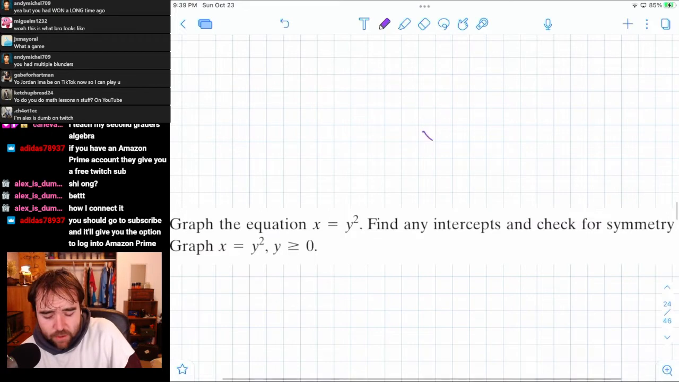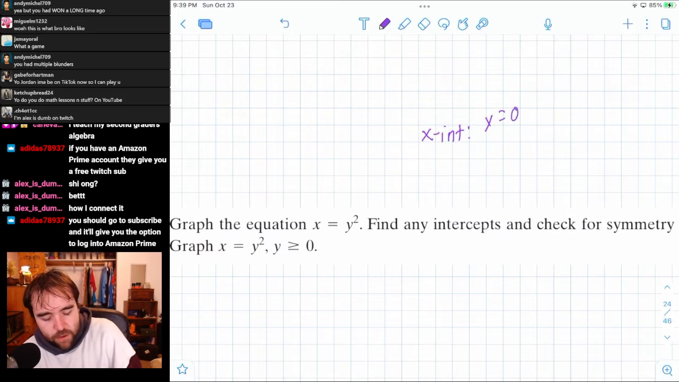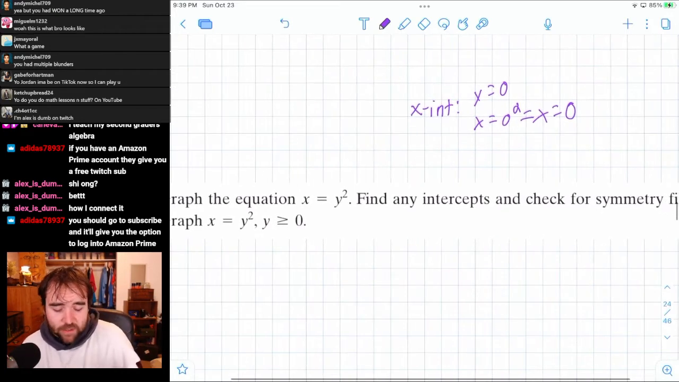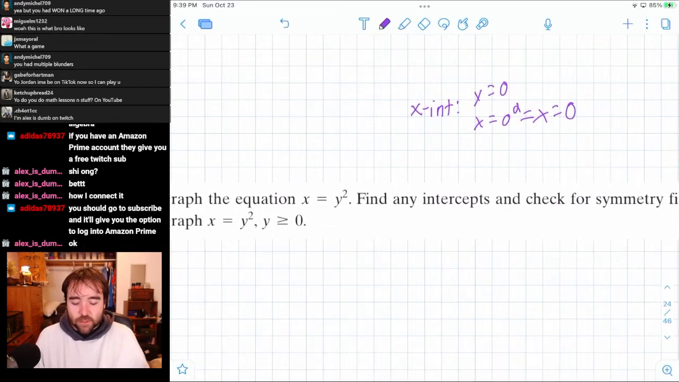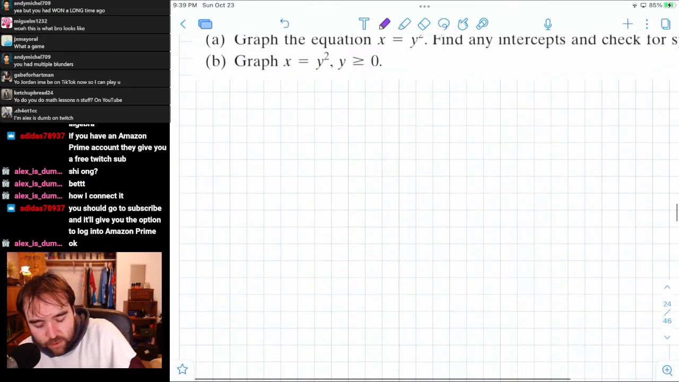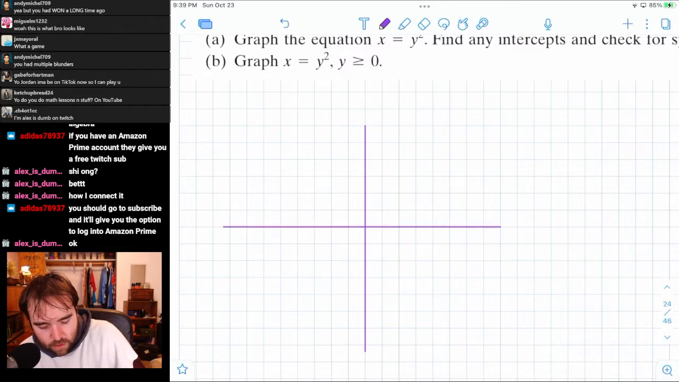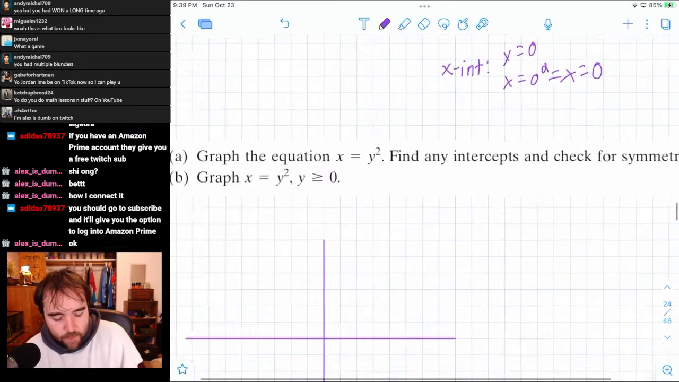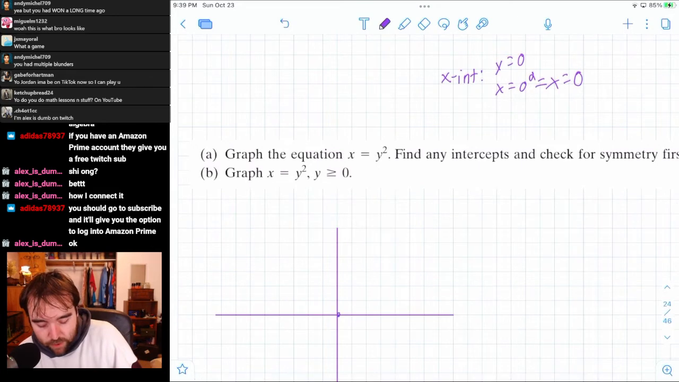Intercepts, very boring. You should already be able to see, I think, that for our x-intercepts, when we make y equal to 0, that means we have x equals 0 squared. And so we just get x equals 0. And that's both of our intercepts, because you see the x is equal to 0 as well. So that's our x-intercept and our y-intercept. So let's start with the sketch of the graph. And then we have our intercept, 0, 0.